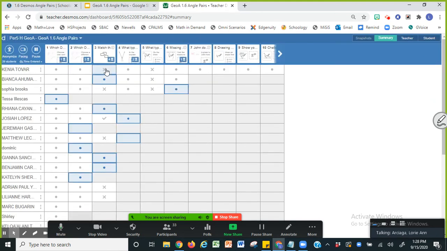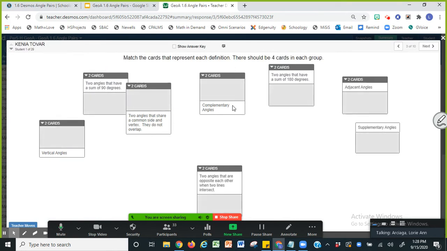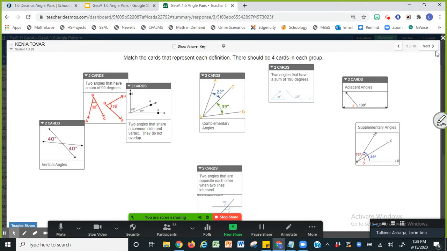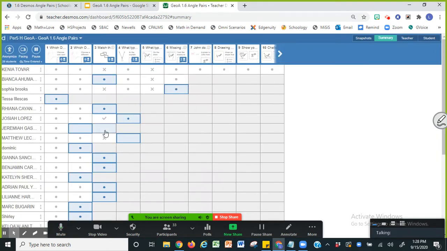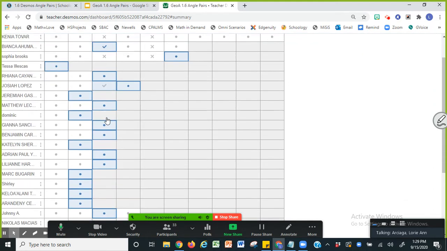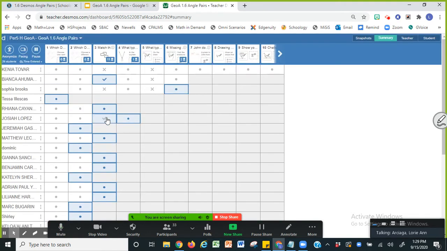For the third slide, I can see several X's over here. So make sure that after you match the two cards, you also put 4 in a stack. Okay, I can see Josiah is done with the third slide. Josiah, would you like to give some tips on how you did that? And Bianca as well. Josiah, how did you do number 3? You want to share some tips?